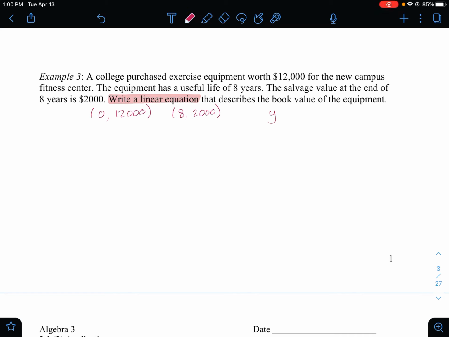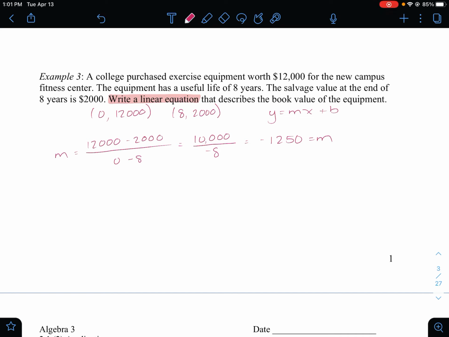So a linear equation is y equals mx plus b. So let's find our slope. I'm going to do 12,000 minus 2,000 all over 0 minus 8. So we get 10,000 over negative 8, which is negative 1,250. So that's our slope.